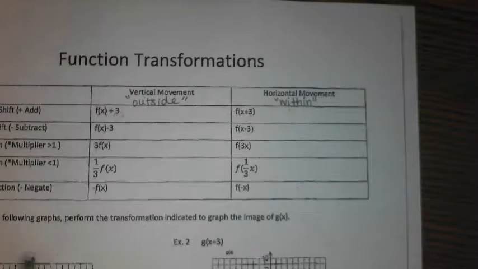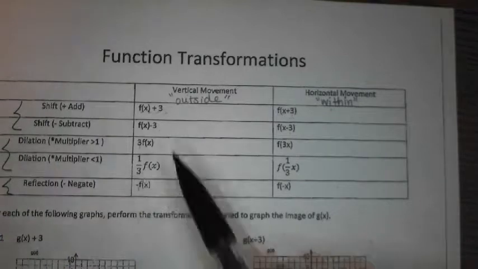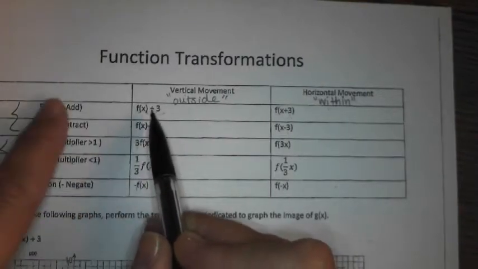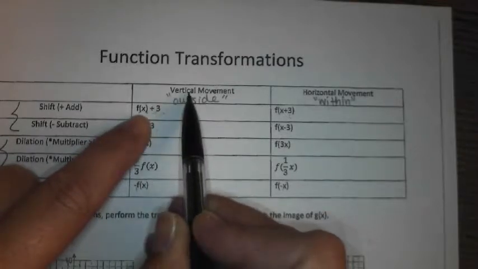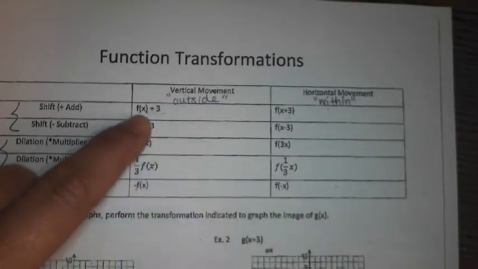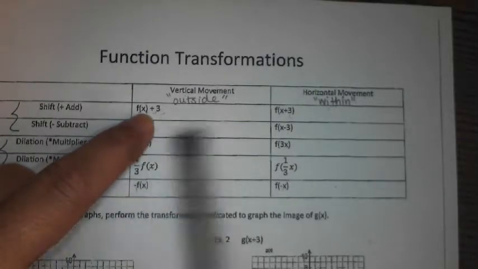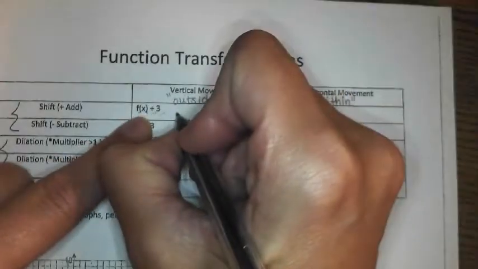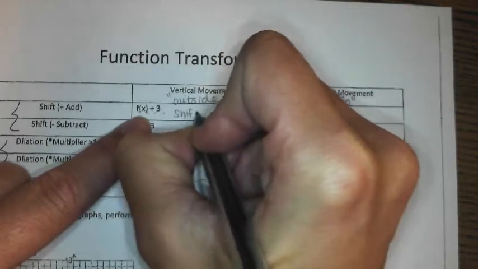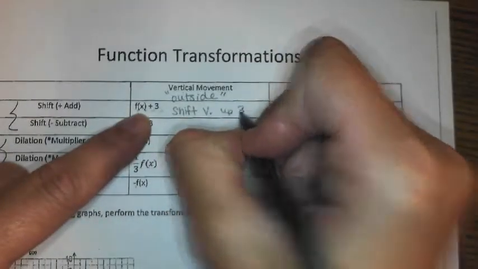From there, be more specific about direction. So this is a shift because it's addition. It's outside the function, so it's vertical. And specifically, you have to say, is it up or down? And if you add 3, what's your instinct tell you? Up or down? Up. So this is a shift vertical, and I'll let you use V or H for horizontal. So shift vertical, and then be more specific, up 3.